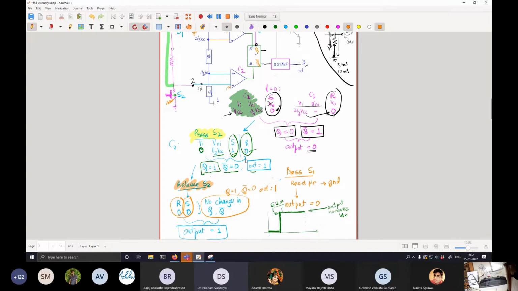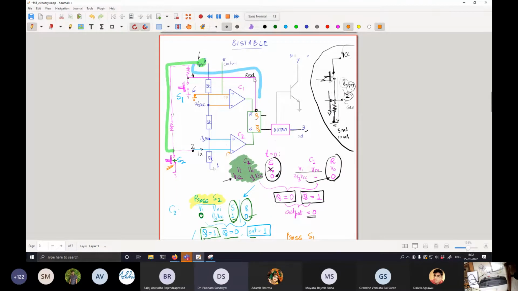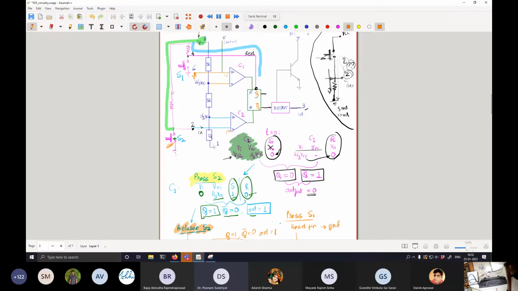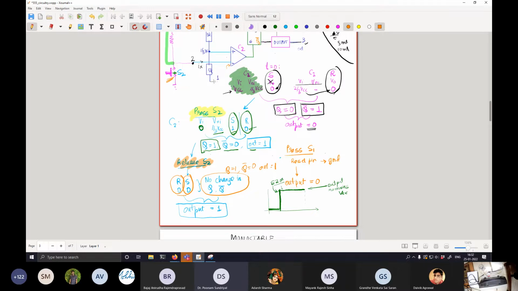When we press S1, essentially we have taken the reset pin 4 and put it to ground. And we have already seen that when you take the reset pin and pull it down to ground, you would start the entire operation again. So when you press it, the output goes to ground again. And then it will wait until you press switch 2 again.